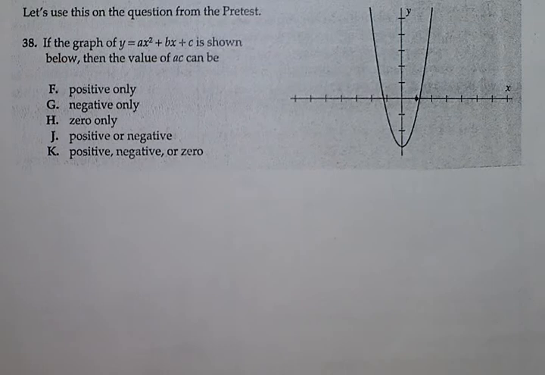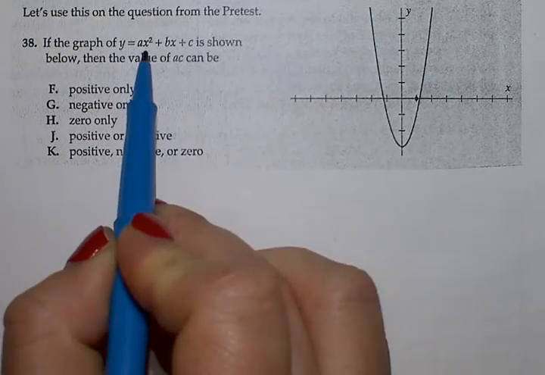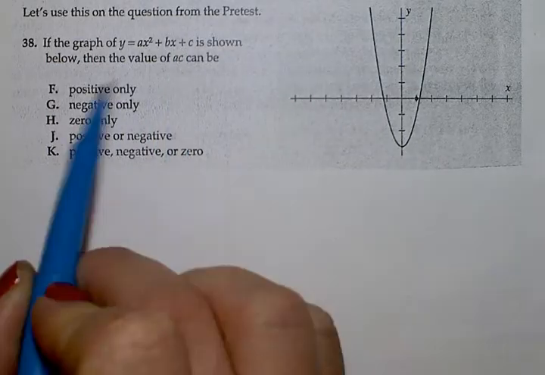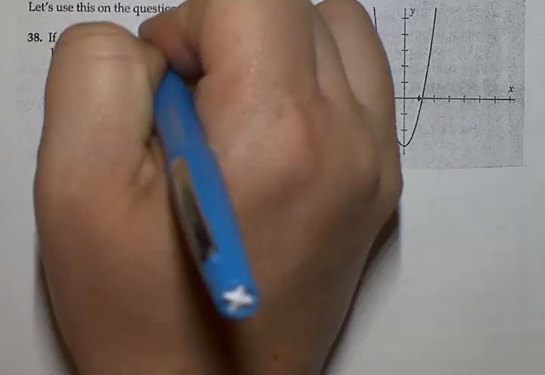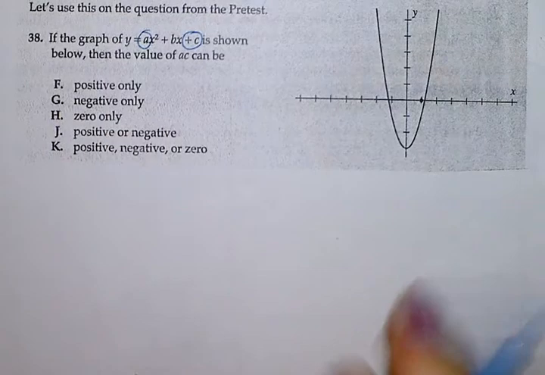ACT skill number 38. If the graph of y equals ax squared plus bx plus c, which is just the standard form of a quadratic, is shown, then what is the value of a times c? So we want to multiply these. Let's do a quick reminder of what this means.